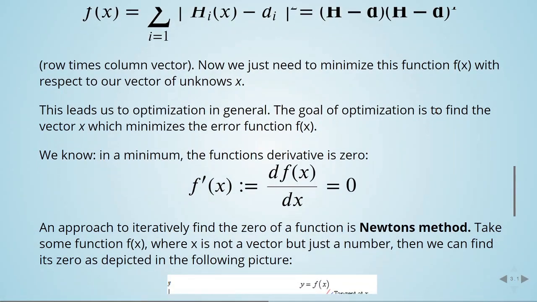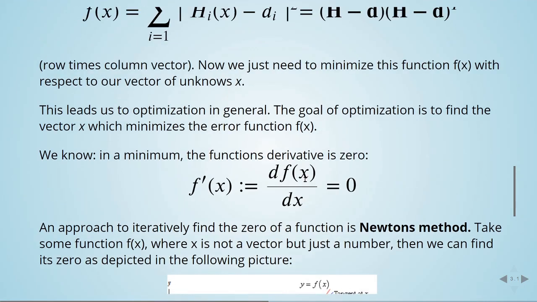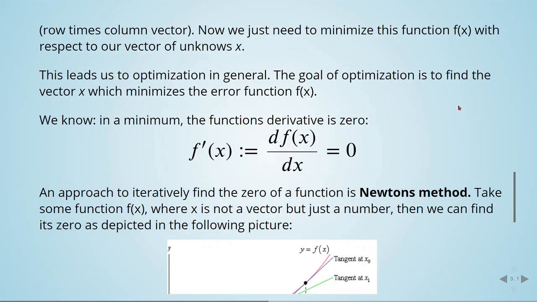We know that in a minimum the function's derivative is equal to 0. So the derivative of this function with respect to x, when it's equal to 0, we have a minimum. So an approach to iteratively find the zero of a function is called Newton's method.